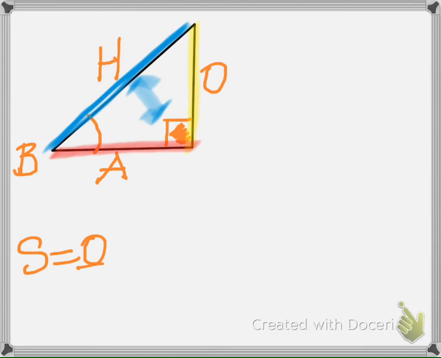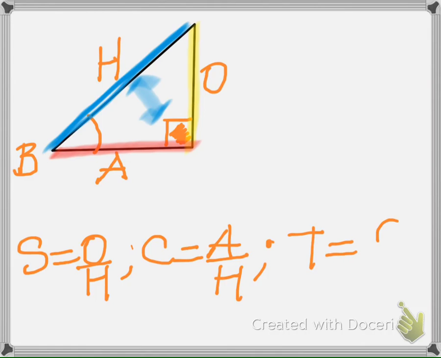Okay, so there are ratios and relationships in this right triangle. The first ratio is called sine. The sine of angle B equals opposite side over hypotenuse. Then we have cosine of angle B equals adjacent over hypotenuse, and then we have tangent equals opposite over adjacent.